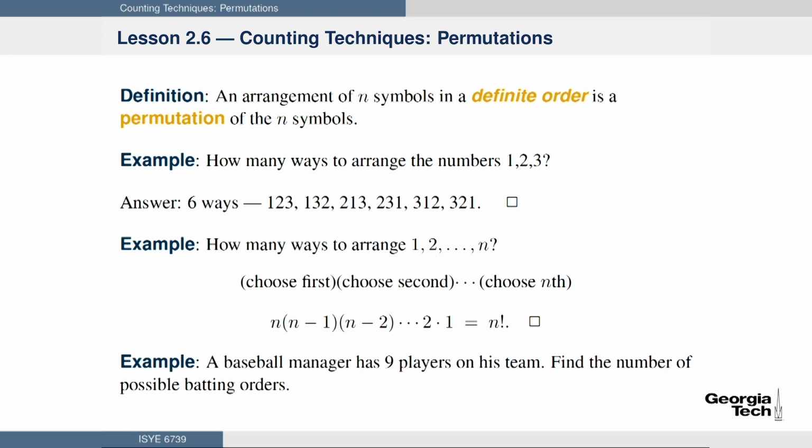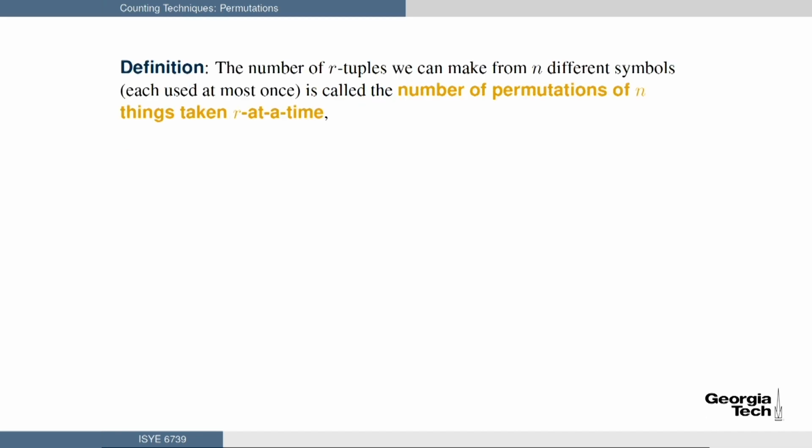As an easy example, a baseball manager has 9 players on the team. Find the number of possible batting orders. Well, that's just how do I arrange 9 distinct players? 9 factorial ways, and that's 362,880. Let's generalize the definition of permutations.